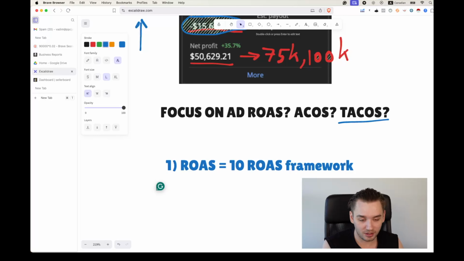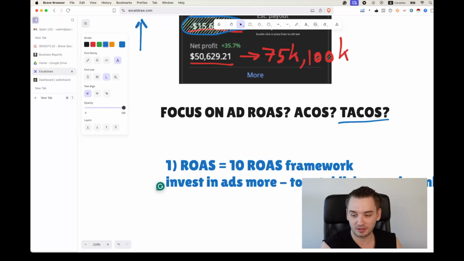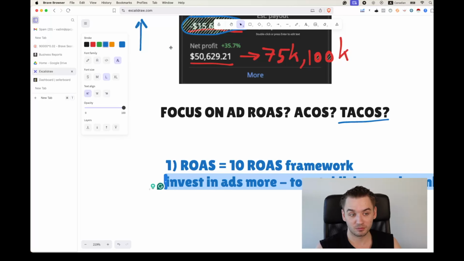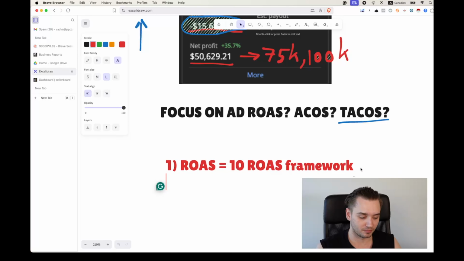You want to invest in ads instead. Invest more in ads to establish organic rank, etc., because this is what everyone's doing nowadays. Amazon PPC is more important than ever, because this is the way to play the game, since ads are the biggest revenue generator for Amazon. So this framework no longer works.